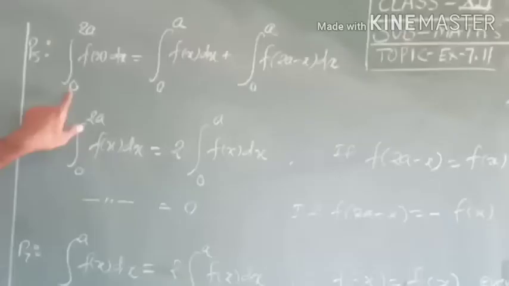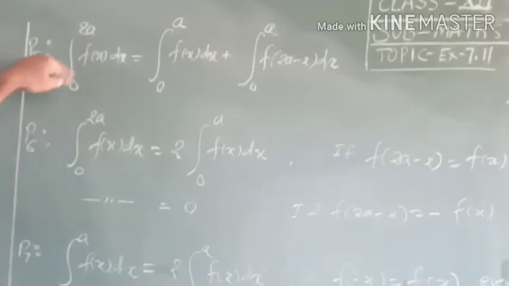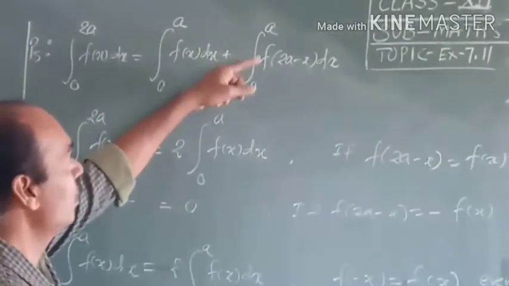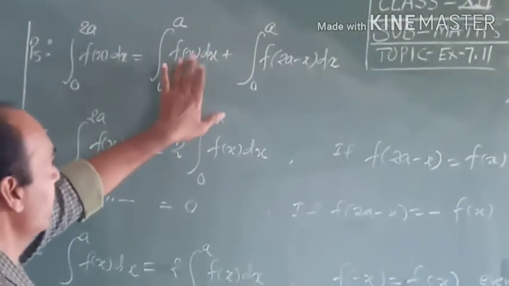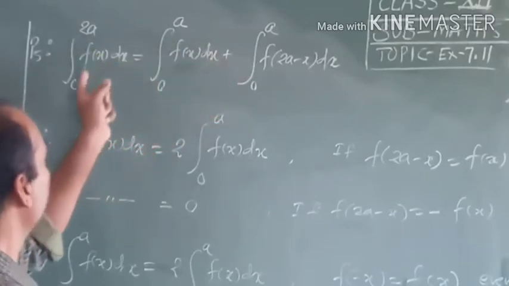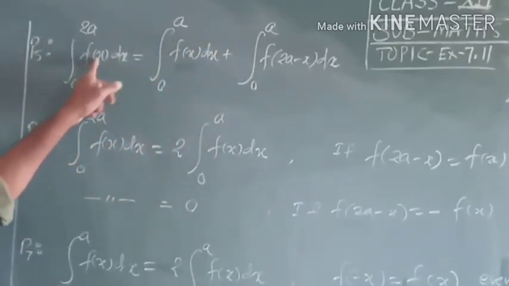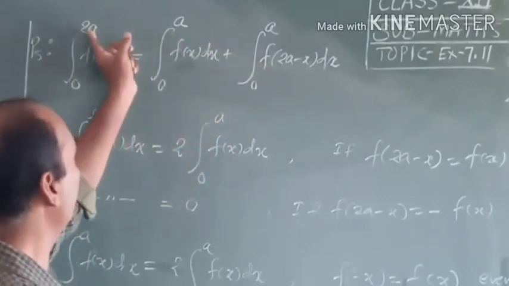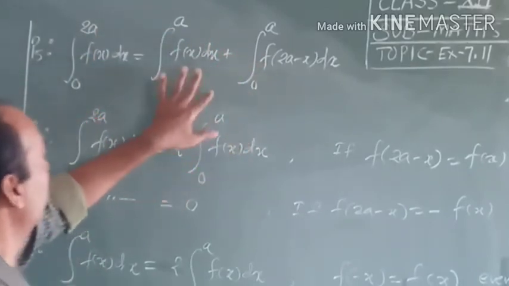Now next, property number 5. In property number 5, there is a limit 0 to 2a. If you break it in half, from 0 to a, the first integral is f(x), and in the second integral, in place of x write 2a minus x: f(2a - x) dx.